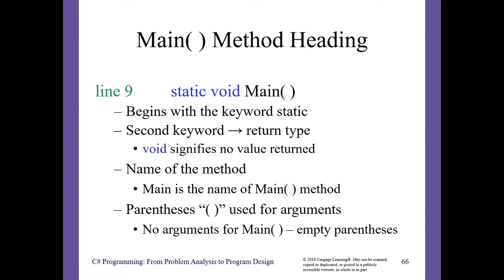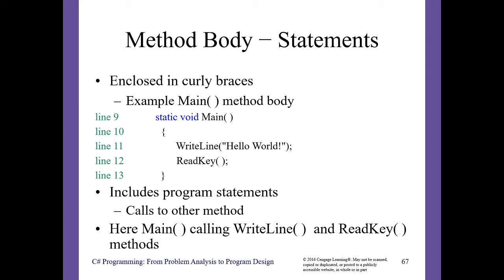The word static is something we'll talk about in a minute, in another chapter. Then the return type of this method, which void means it's not going to return anything. The name of the method, which is Main, in parentheses just for arguments, and we don't have any arguments for this program, so we'll just have empty parentheses. In chapter 3, we'll talk about methods in a lot more detail. For now, just know that you have to have your Main method.